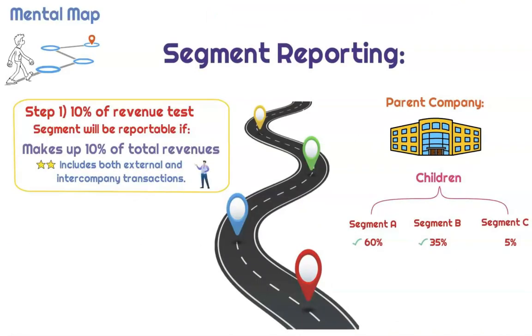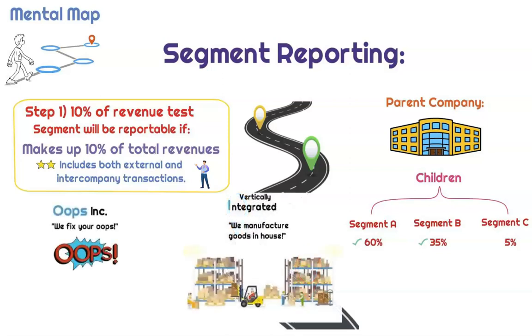Something sneaky to keep in mind here is that the segment revenue will include both internal sales and external sales. So what do I mean by that? I mean that that's going to include both sales made to third parties as well as intercompany sales, right? Once again, if our friends over at Oops Inc. are vertically integrated and they make sales to the manufacturing facility that they own, that's going to be included in the 10% segment revenue test. Okay, so that's the sneaky caveat related to the 10% revenue test.